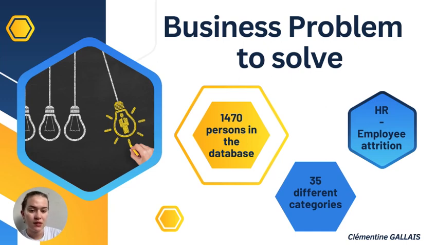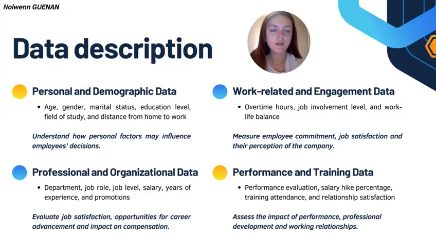First, about the business problem to solve, our subject is about human resources, so employee attrition, and the database is composed of 1,470 persons, and we have 35 different categories, which someone is going to explain in the next slide. So, in the analysis of employee attrition, the data used can be categorized in four key areas.